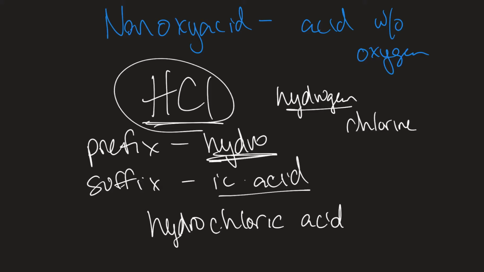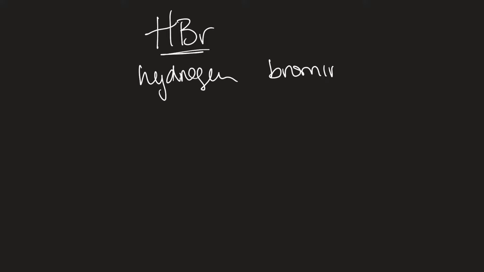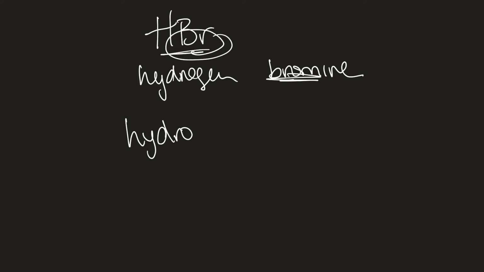So let's look at another example. We have, let's say, HBr. HBr consists of hydrogen and bromine. And so that means the name of this compound is hydro-bromic. So we use the brom part because that's the root of the second element. So bromic acid. So hydrobromic acid.